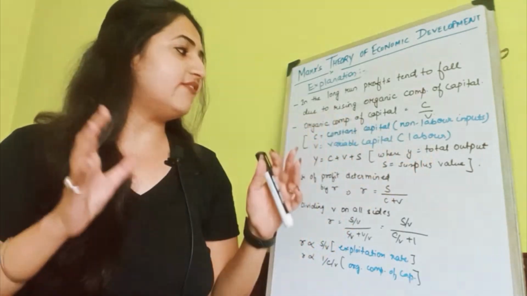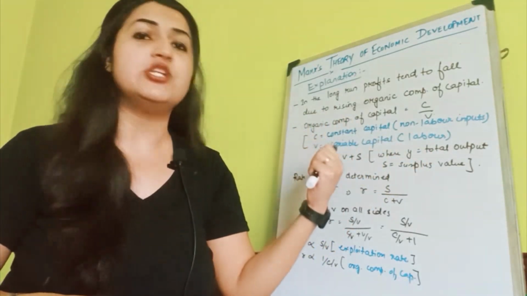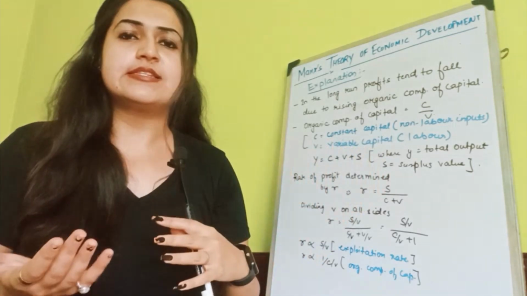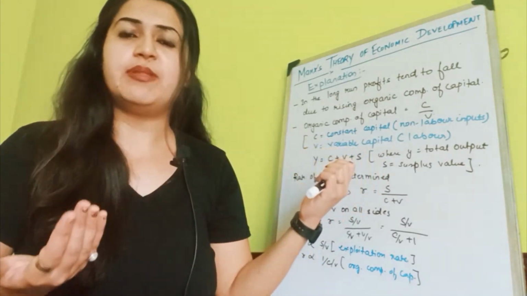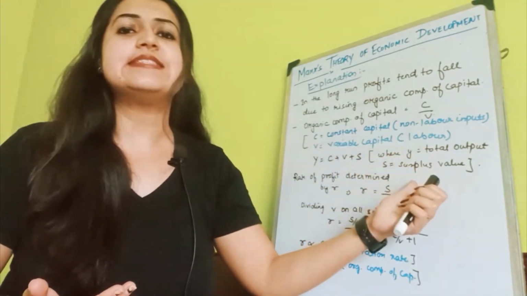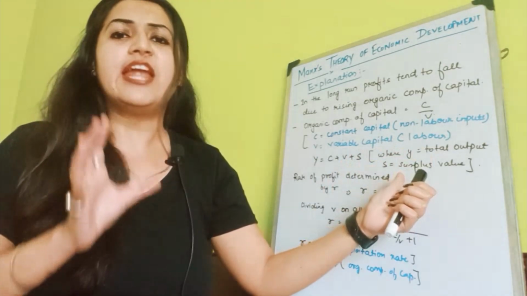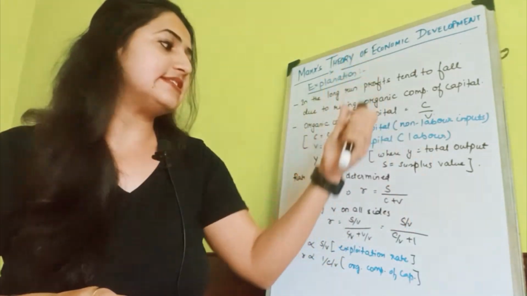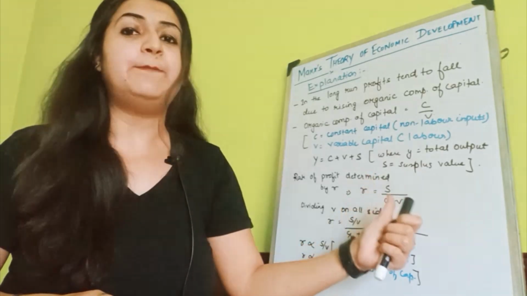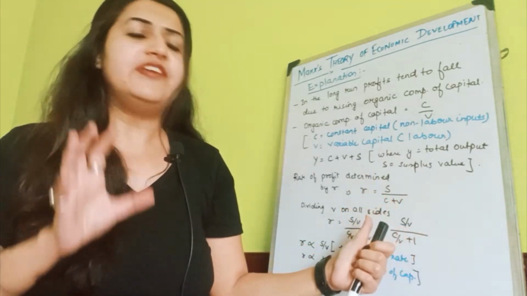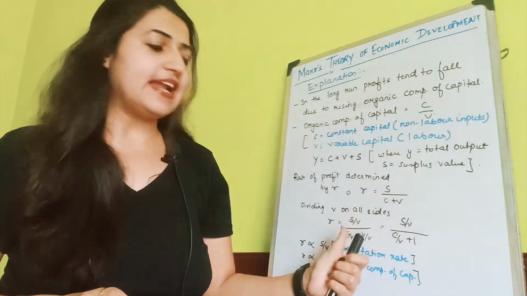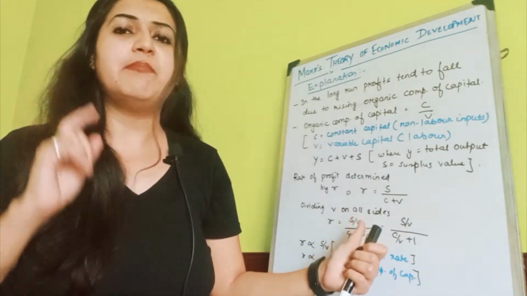Now, Karl Marx gave an equation where Y = C + V + S, where C and V, as we have already discussed, are the constant and variable capital respectively, Y is the total output, and S is the surplus value. Now, the rate of profit according to Karl Marx is determined by this equation, r = S/(C+V). If we divide by V on all the terms, we get profit = (S/V)/((C/V) + (V/V)).